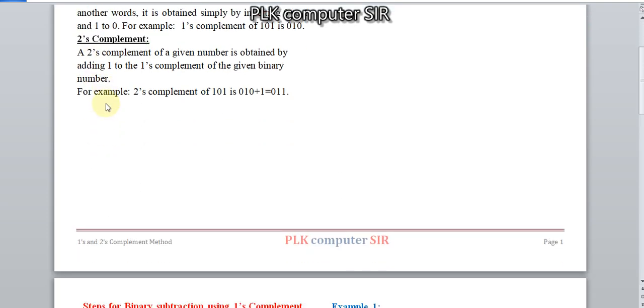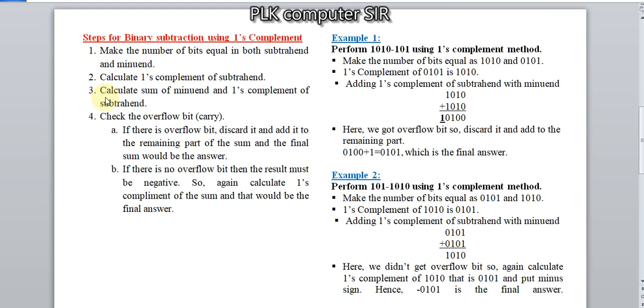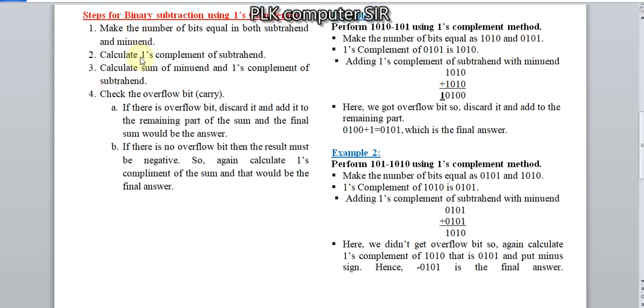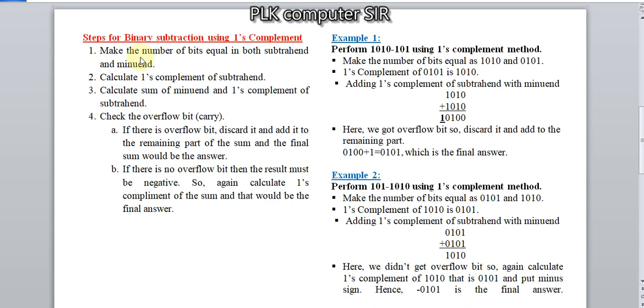Okay, now using it we have to find binary subtraction. We have to calculate. Okay, so there are altogether 4 steps. So here are the steps for binary subtraction using the 1s complement method.